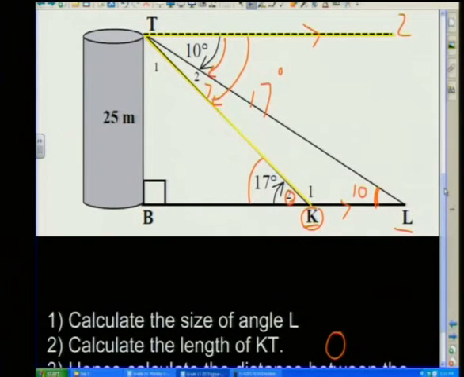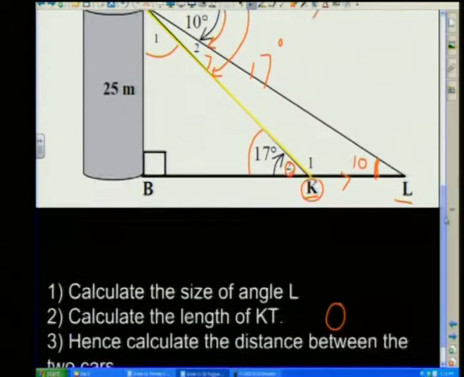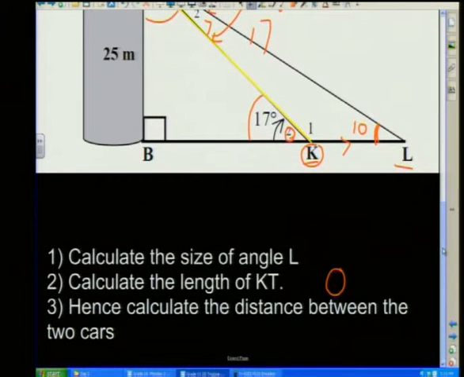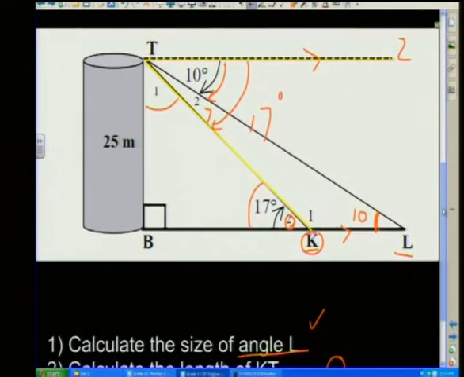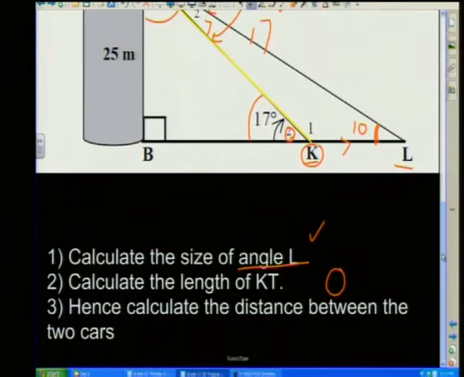If we wanted to, we don't know if we need it yet, but we can also write down the value of T1 using angles in a triangle. Okay, let's now have a look at the question and see if any of this information is going to be useful. The first one says calculate the size of angle L. Look at that, we've already done that even though we didn't look at the question. We've already shown that angle L was 10 degrees because of alternate angles to angle T. So therefore L is equal to 10 degrees.